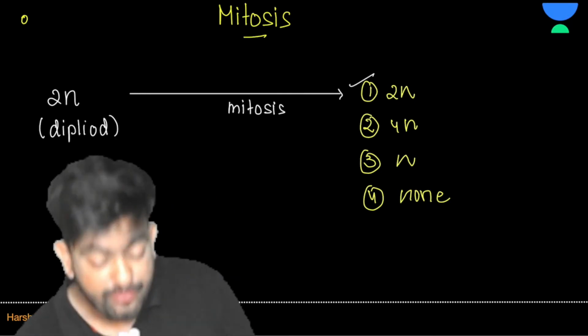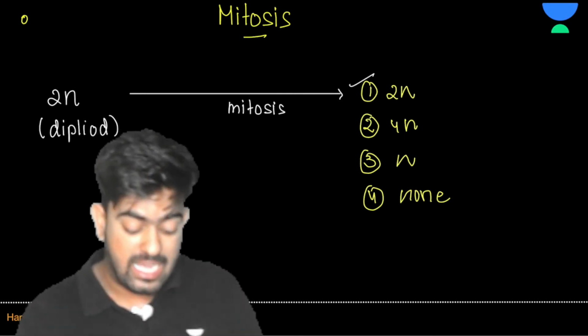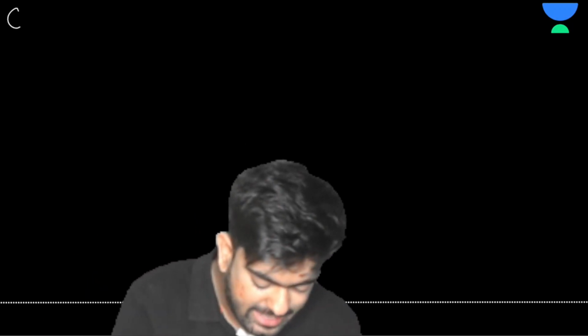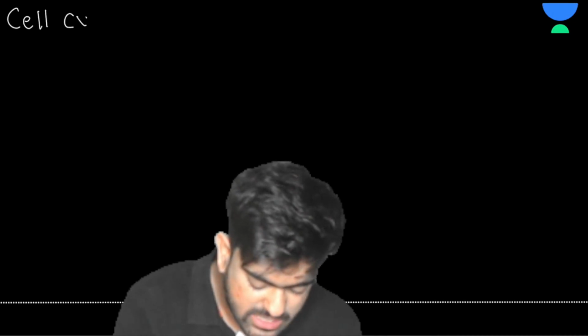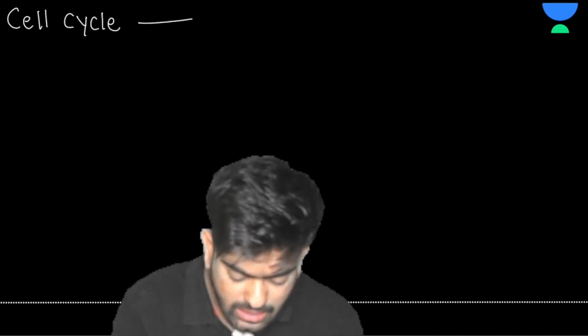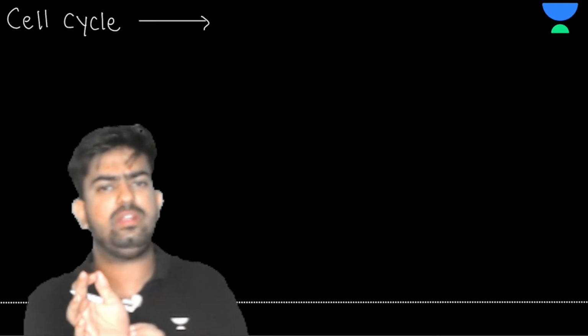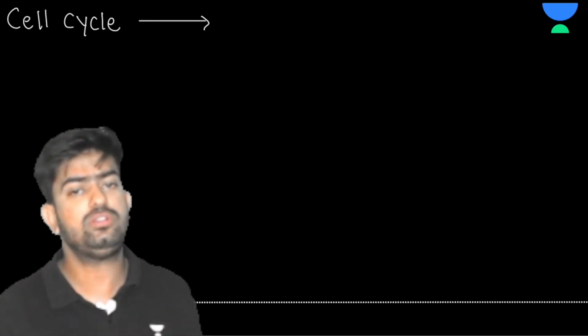Now, before going to meiosis, I'm going to make you revise the cell cycle again. So what was the cell cycle? We discussed the various steps of the cell cycle yesterday, right? And those steps will be pretty much similar in meiosis also. So let us recall again.